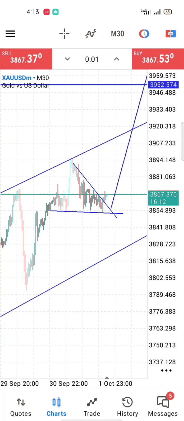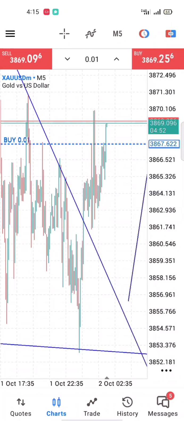I'm entering my buys at a very sniper entry with 0.01 lot size. I'm entering two more buys at this point. We need to buy massively and give us huge profit to a mighty high. Let's see what XAUUSD has for us. So guys, it is going to buy massively at this point.